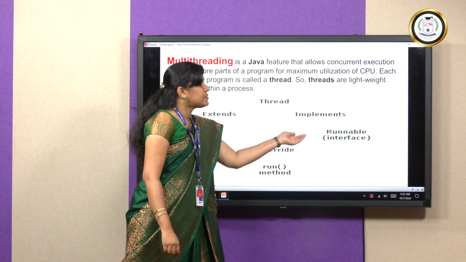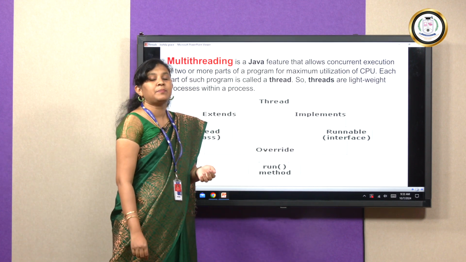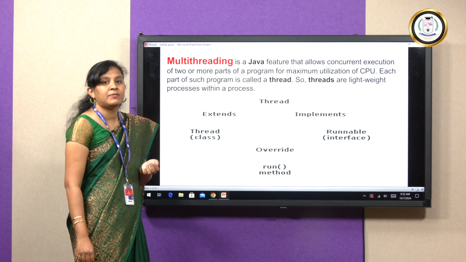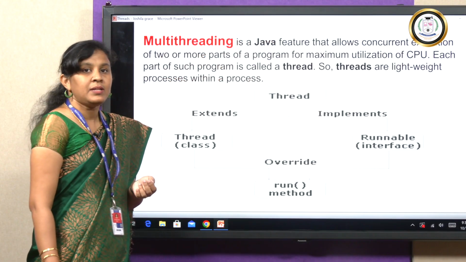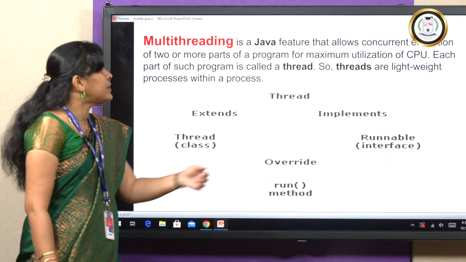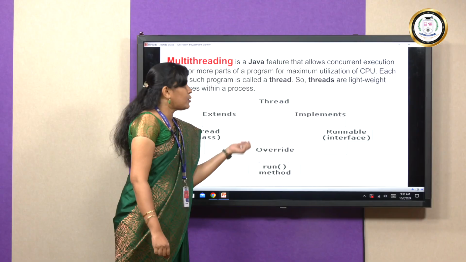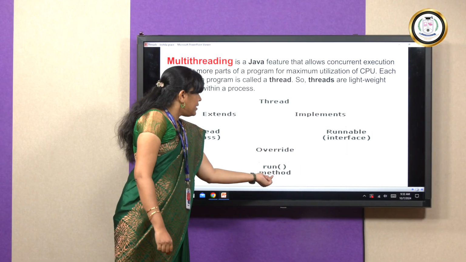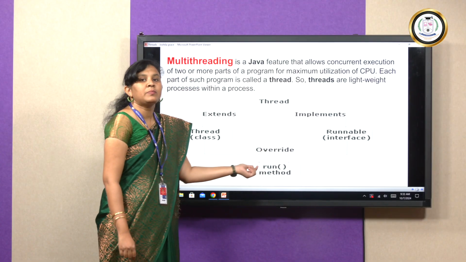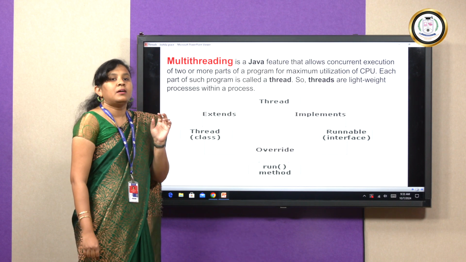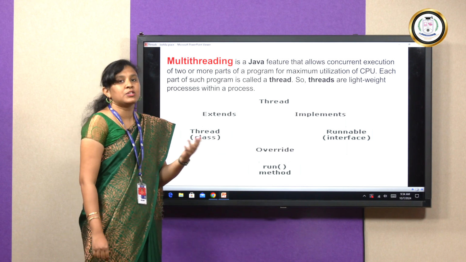One more way is by using the Runnable interface. There is a predefined interface in Java called Runnable. We can use it in our program by using the keyword implements. For both methods, we will be using a run method. The run method will be used in each and every function so that we will be able to execute threads.